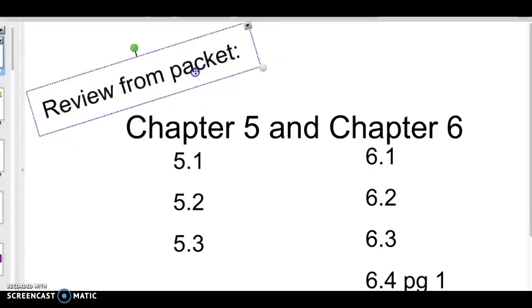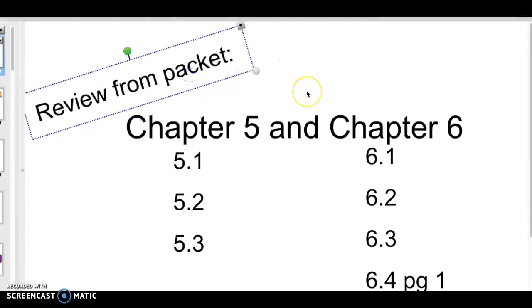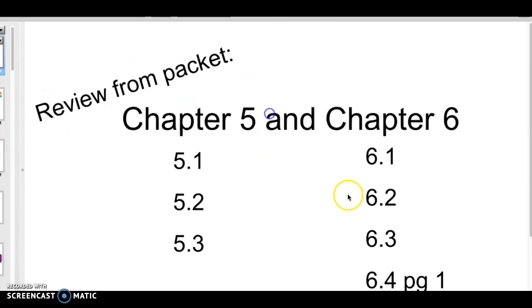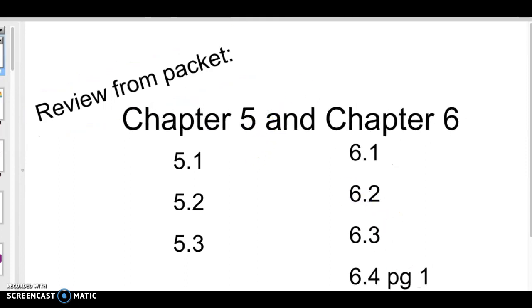All right, so this is a Unit 3 populations review covering Chapter 5 and Chapter 6. You can see that it is covering all of Chapter 5, Sections 1, 2, and 3. And then in Chapter 6, the sections of the book are 6.1, 6.2, 6.3, and then just page 1 of 6.4.